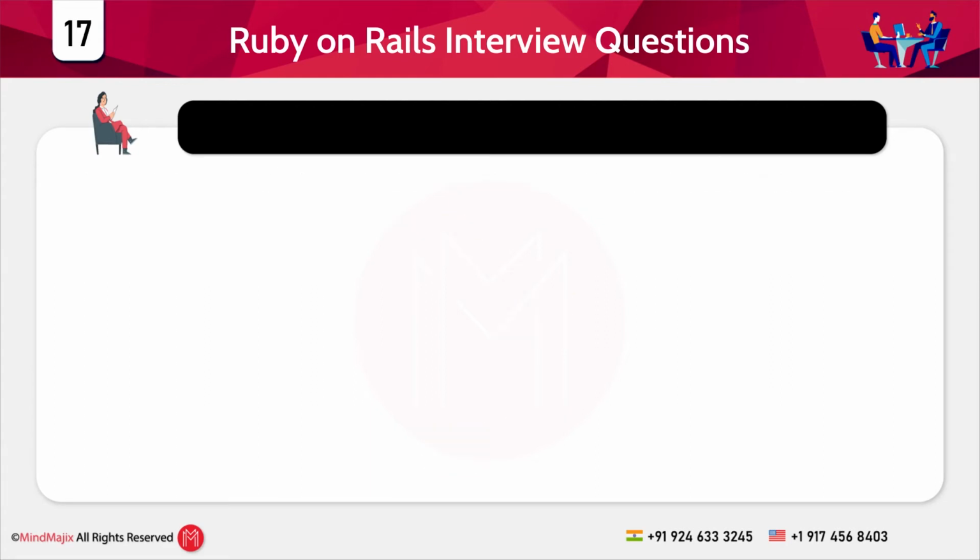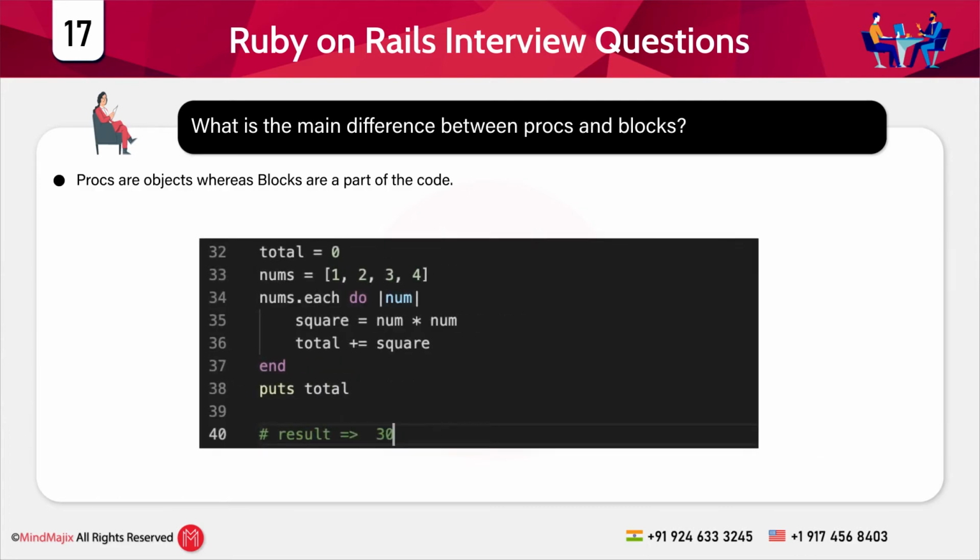What is the next question? What is the main difference between procs and blocks? So procs are objects, whereas blocks are nothing but a part of the code.